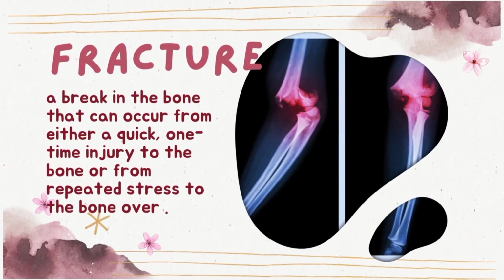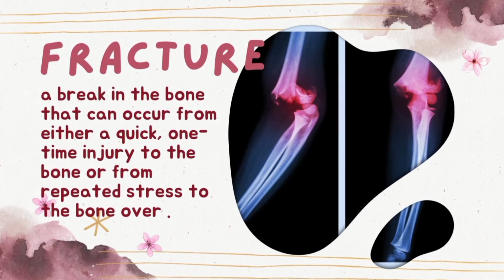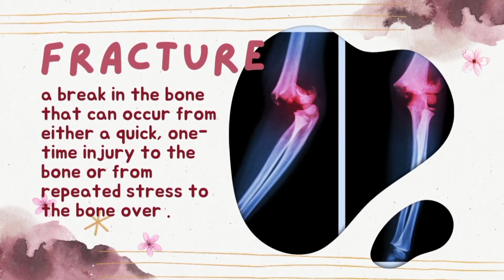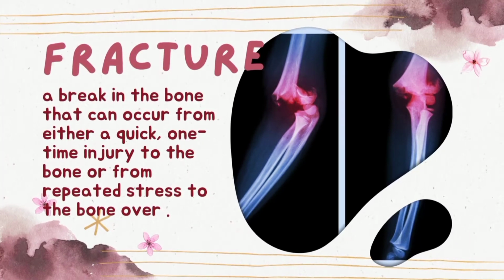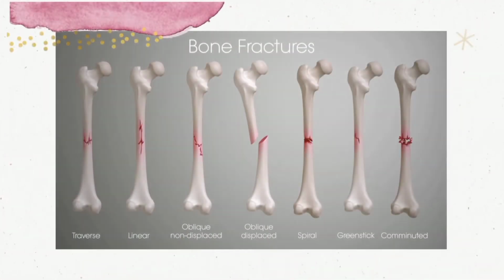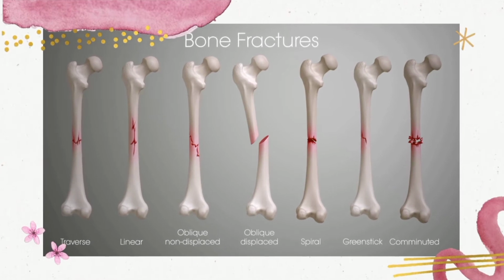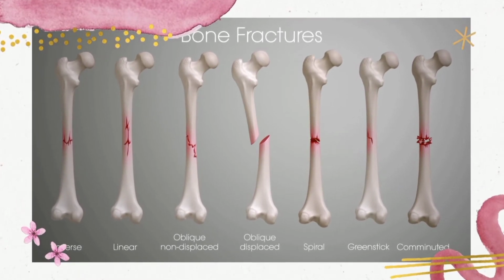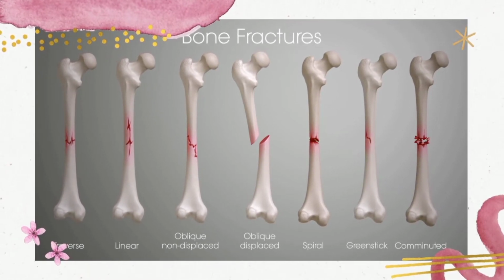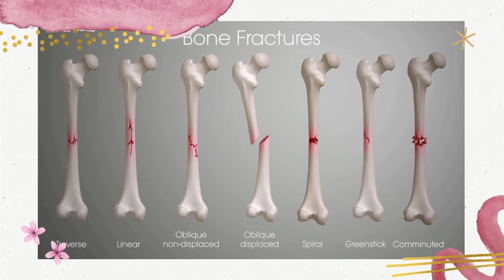Fracture. A fracture is a break in a bone that can occur from either a quick, one-time injury to the bone or from repeated stress to the bone over time. The following are the characteristics of bone fracture. We have transverse, linear, oblique, spiral, greenstick, and comminuted.